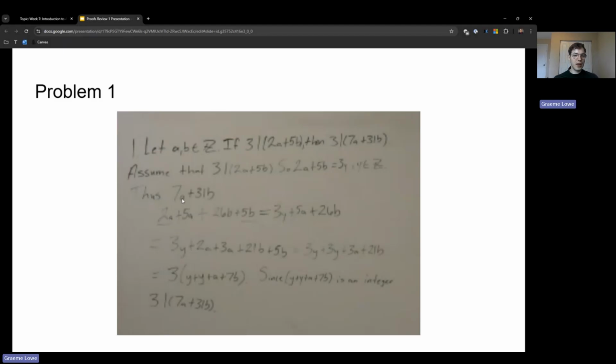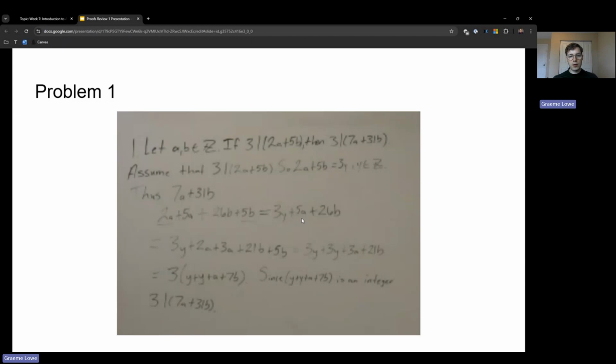So thus 7a plus 31b. And like I said, we want to break this down, so we're trying to look for the form 2a plus 5b somewhere in here. So we'll start by breaking down 7a into 2a and 5a. And then we'll break down 31b into 26b and 5b. And then we have this 2a and 5b nestled in here, so we can substitute those out for 3y. And then we're left with the 5a and 26b over here.